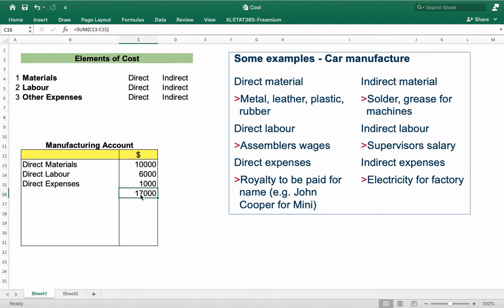So add up all this. This is called prime cost, or you can say direct cost. So always we will do this first. Consider all the direct elements, direct material, direct labor, direct expenses, and whatever total you get, that will be known as prime cost, or you can call it direct cost. After that, I will add indirect cost, indirect expenses, which is also known as factory overheads.